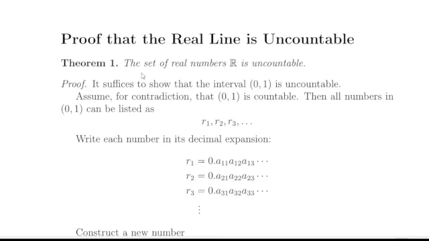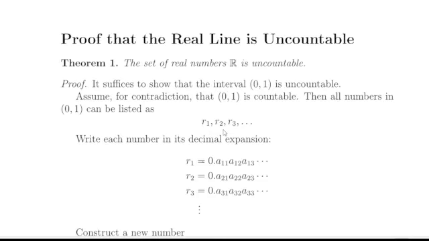In this video, we want to prove that the set of real numbers R is uncountable. Instead, what we're going to do is show that the interval from 0 to 1 is uncountable. Since 0 to 1 is a subset of the real numbers, anything bigger than an uncountable set will also be uncountable. So let's pretend that it's countable, and that means that we can write out all numbers in that interval.